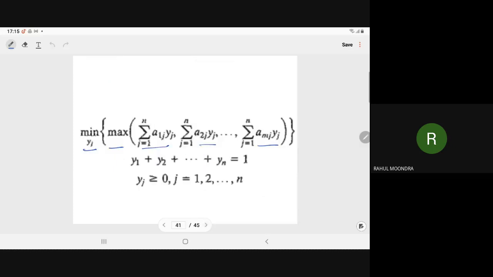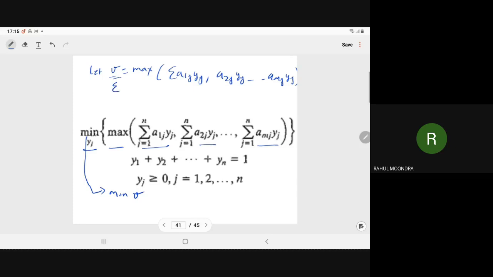Similarly, from here, if you assume let v be equal to the maximum of summation a1j yj, a2j yj, and amj yj. So from here you will get the minimum of v. Now v is the maximum of this.